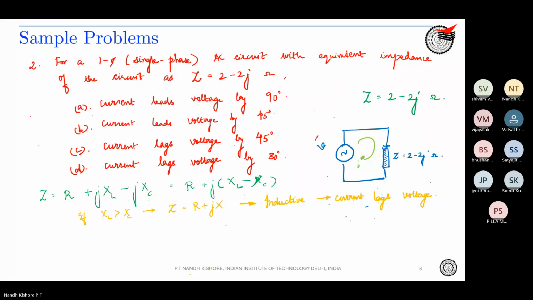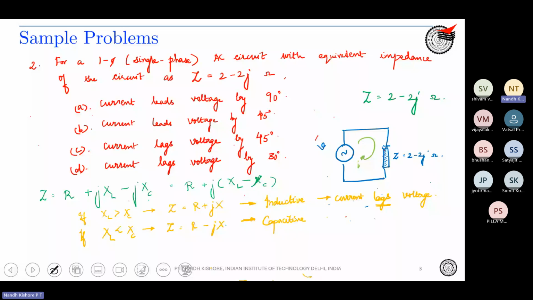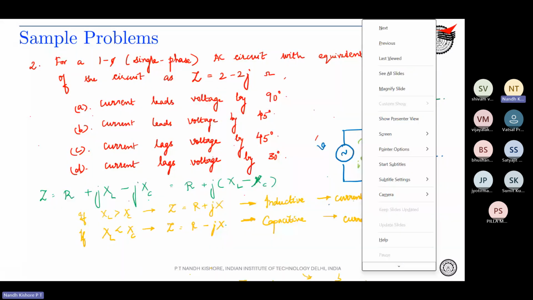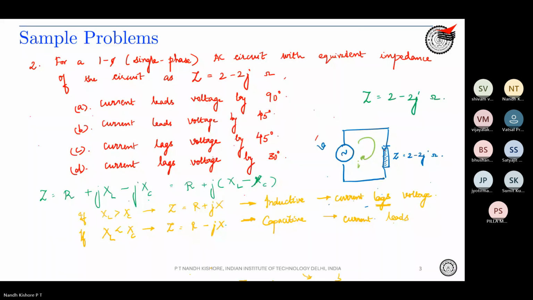On the other hand, if XL is less than XC, that is XC is greater than XL, you would know that Z is equal to R minus jX, because XL minus XC would be negative. So the circuit now becomes predominantly capacitive. Therefore, current leads voltage.